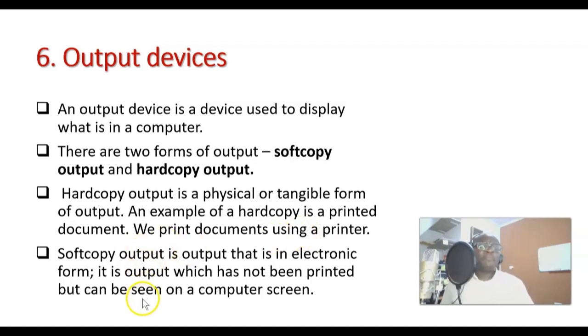But there is another type of output. It is known as soft copy output. This one is in electronic form. For example, you are able to see me on your computer or on your phone. Your computer or your phone is outputting the information that you are seeing.